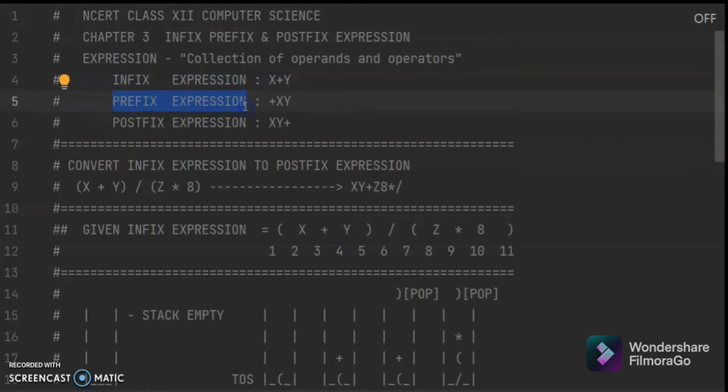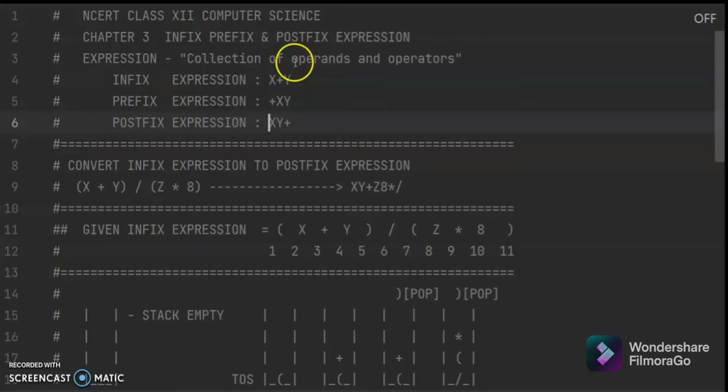Next is prefix expression. In prefix expression you will be having the operator before the operands, preceding them. So before the operands x and y you will be having the operator. Next, postfix. In postfix expression the operator is postfix to the operands. It is after the operands. These are the three types of expression. Hope you are clear about this, infix, prefix and postfix expression.